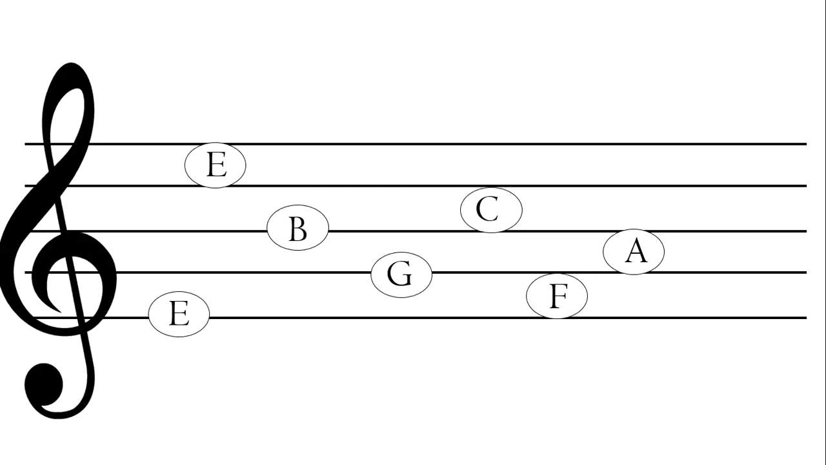Coming to the next question, which note is this? First, you need to identify whether it is a line note or whether it is a space note. This note is F. It is a line note, and it is the fifth line note of the treble clef. Every good bird does fly.